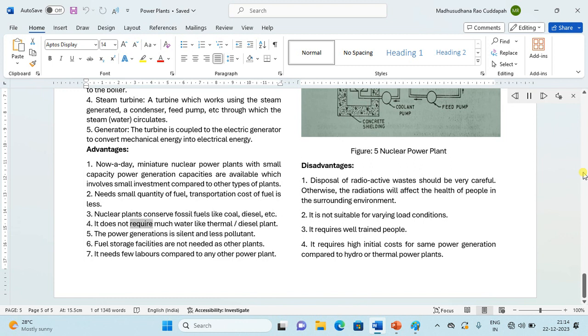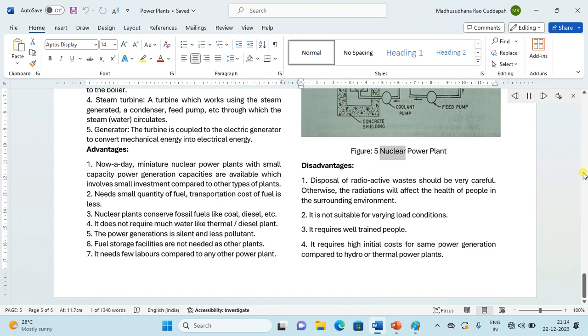4. It does not require much water like thermal diesel plant. 5. The power generation is silent and less pollutant. 6. Fuel storage facilities are not needed as other plants. 7. It needs few labors compared to any other power plant.